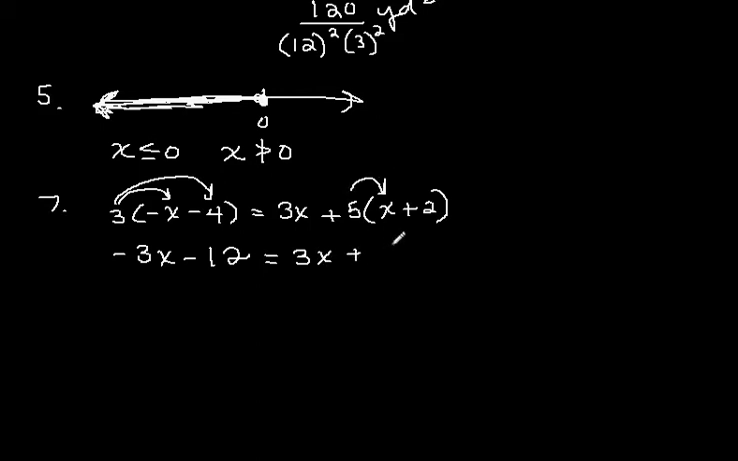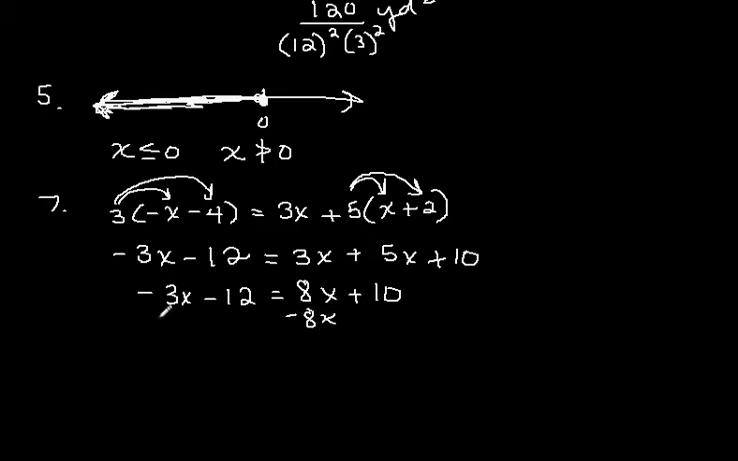5 times x is 5x. 5 times 2 is 10. You have to clean this side up a little bit before you start moving things. 3x minus 12 equals 8x plus 10. Take all the x's to one side, minus 8x. So you're going to get minus 11x minus 12 equals 10. And then we're just going to add 12 to both sides.